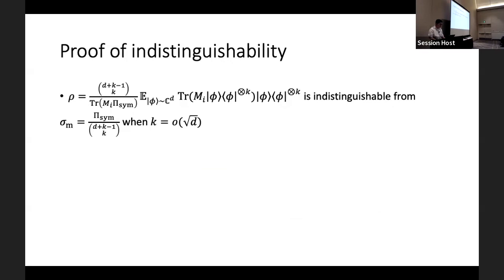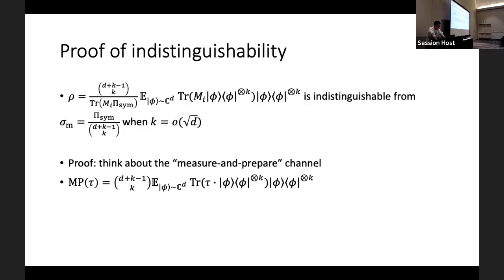So the proof is to think about this measure and prepare channel. This equation is just a new way to think about the state rho. Previously in the state rho, we have this measurement operator M_i. But now we change our perspective and think of this as an input state to a quantum channel. So let's think about what this quantum channel MP is doing.